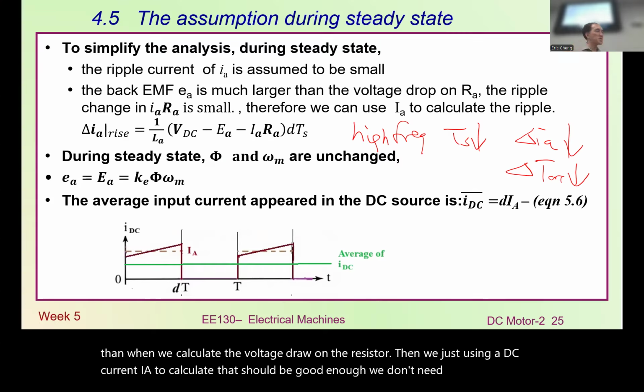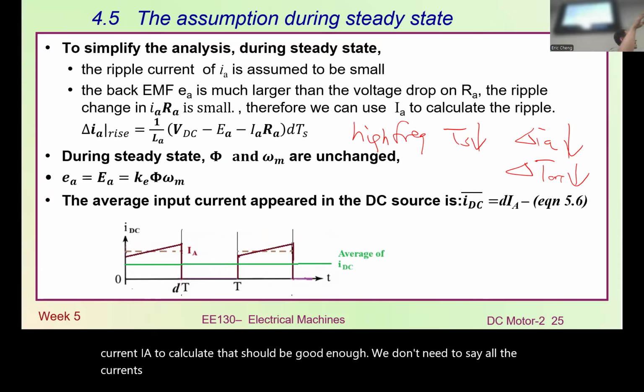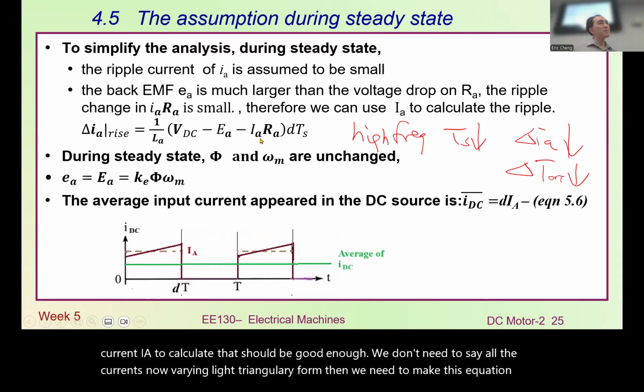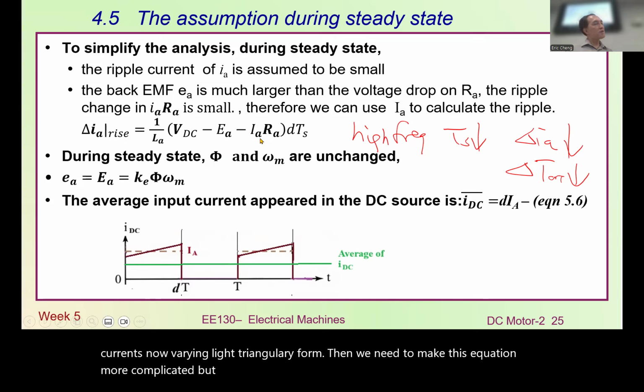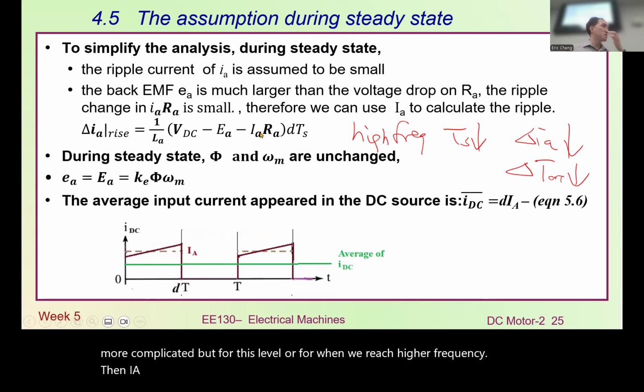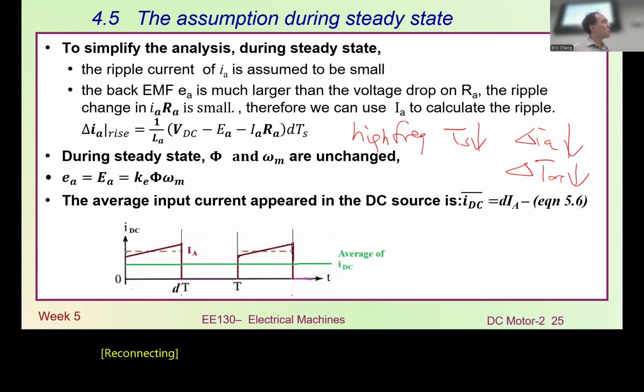We don't need to say the current is now varying like a triangular waveform and then make this equation more complicated. But at this level, or when we reach higher frequency, IA is usually assumed to be constant. Then you're still able to get the parameter for the ripple. So that's what my statement is saying. Don't worry too much about the ripple. We know the ripple is going to be small, and then we can also use it to calculate IA anyway.